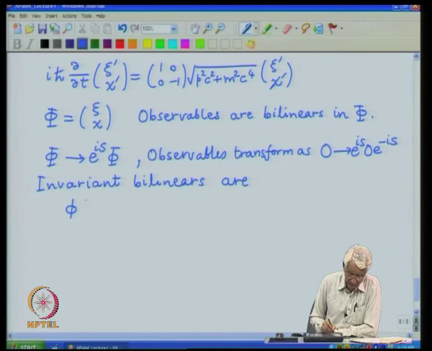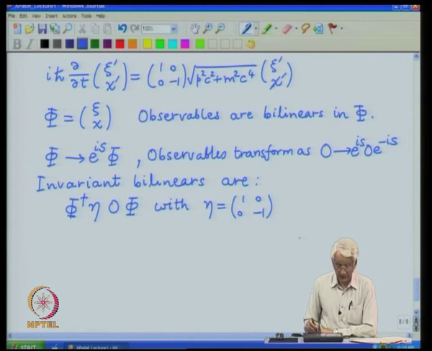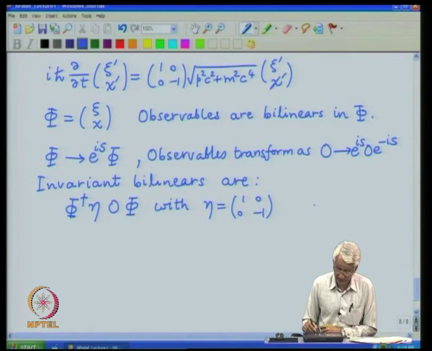And they are phi dagger, eta, O, phi, with eta is equal to sigma 3, and this is necessitated by the fact that e raised to i s is Hermitian.